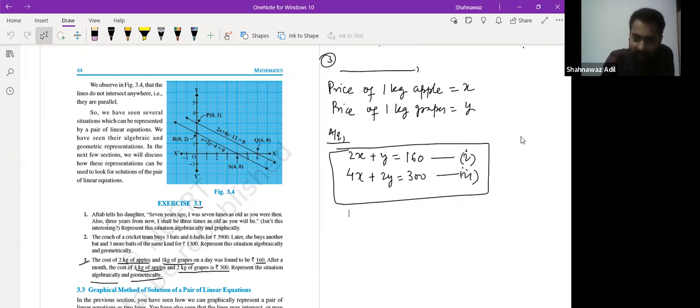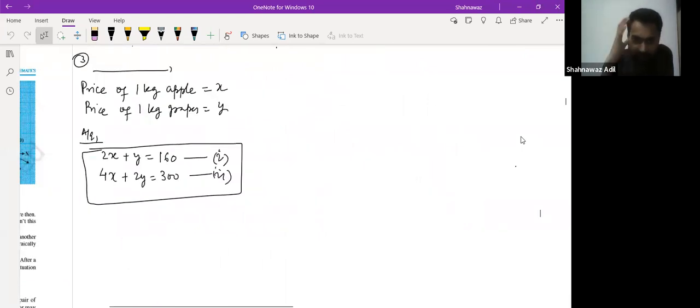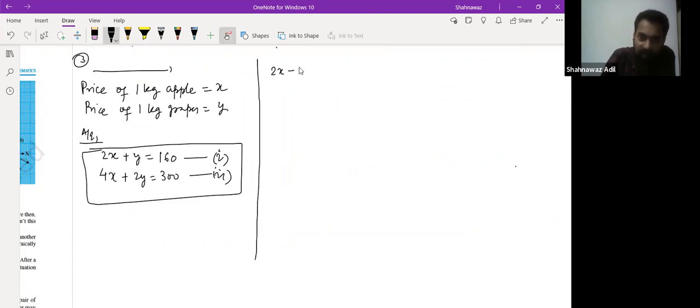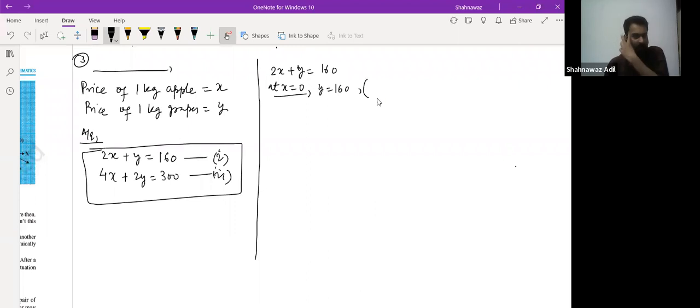Okay, so Adil, you understood the algebraic representation, right? Yes. Now the second part is the graphical representation. So these are our equations, right? So first, at x equals 0, you have y equals 160, right? So what will be the points?